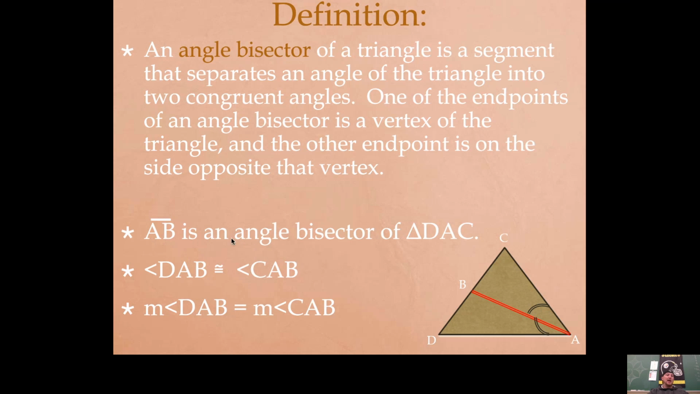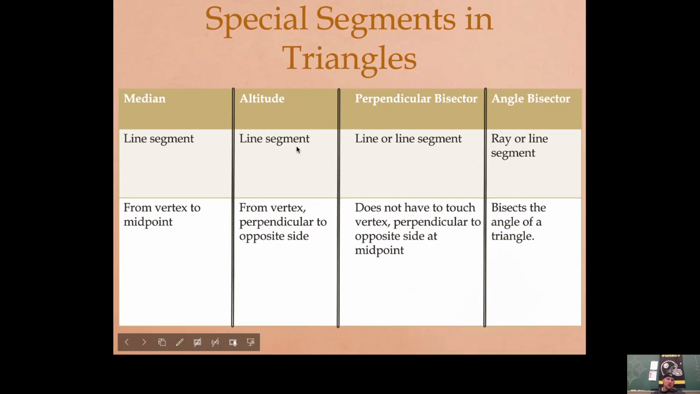So this segment AB is an angle bisector of triangle DAC. So you know that angle DAB, that's this little guy here, and angle CAB, that's this little guy over here, are congruent. So their measures are the same. So here's all of our special segments for triangles, all on one slide. These are things about medians, altitudes, perpendicular bisectors, and angle bisectors, all located in one place. So an angle bisector can be a ray or a line segment, and it's going to bisect the angle of a triangle.